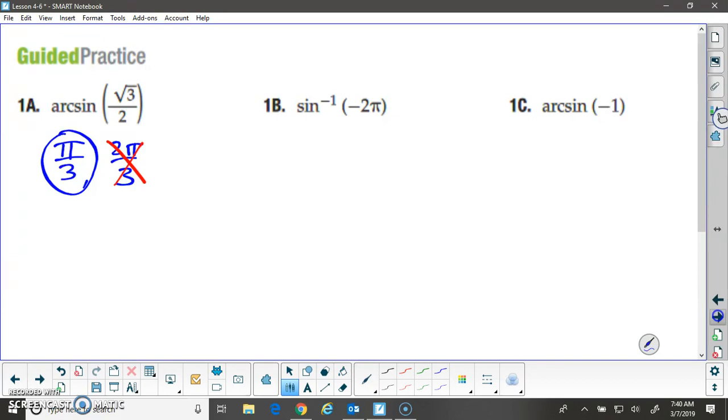Sine inverse of negative 2 pi, well, negative 2 pi is like negative 6.28, so this is a no solution because negative 6.28 is smaller than negative 1, and your values have to be between negative 1 and positive 1.